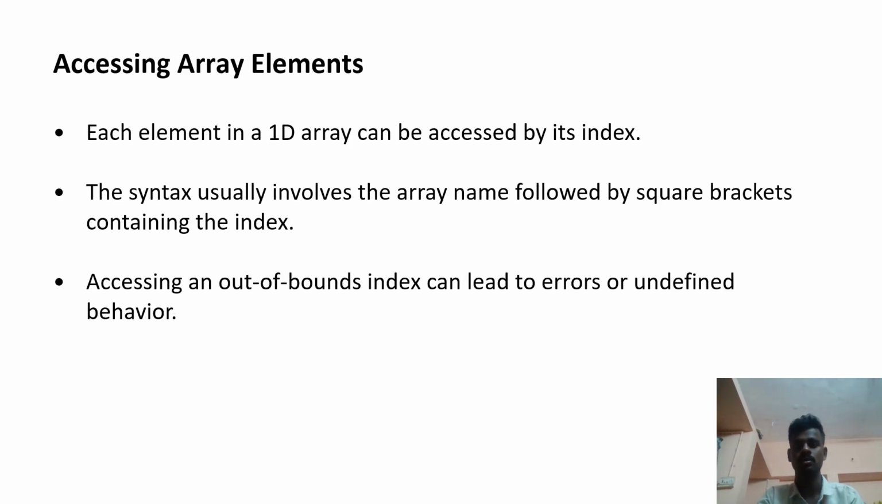Accessing array elements is the main part of displaying elements in the array. Each element in an array can be accessed by its index. Index starts from 0. The syntax usually involves the array name followed by square brackets containing the index. Square brackets are also known as subscripts. With one subscript, it is known as a one-dimensional array, and with two subscripts, it is known as a two-dimensional array. Accessing an out-of-bounds index can lead to errors or undefined behavior.